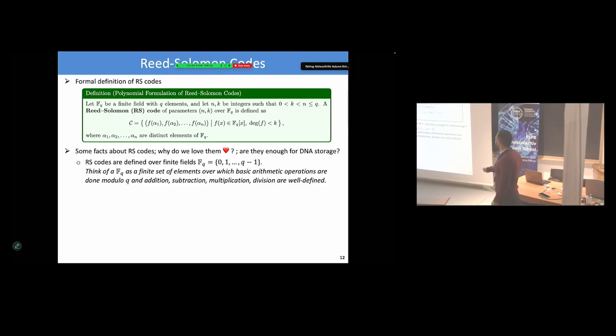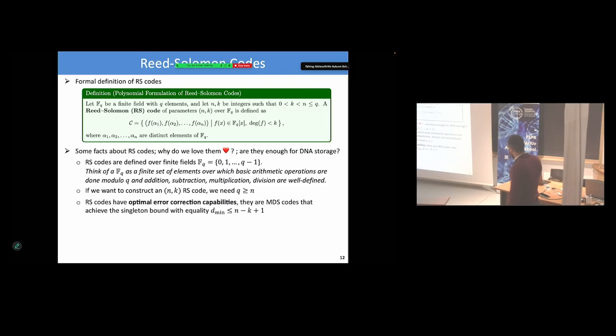So if I have q elements in my set, I can only have q distinct evaluations, right? And this means that if I want to construct an (n,k) Reed-Solomon code, my field has to be large enough and should be greater than or equal to n, because I need n distinct evaluations. So at least I hope I have n distinct points in my set.